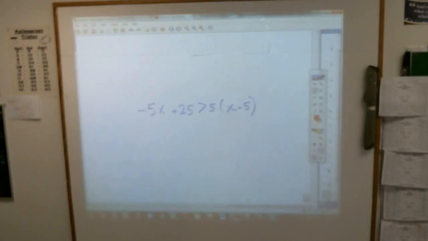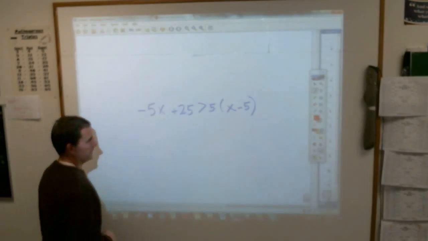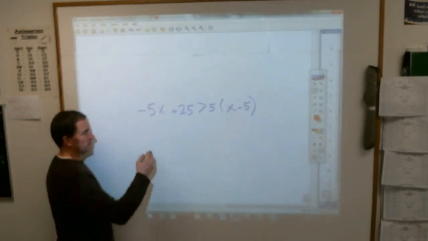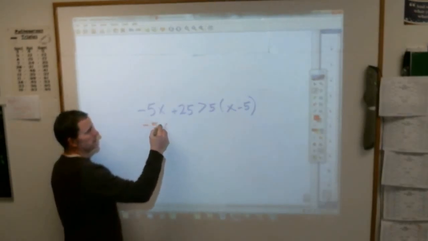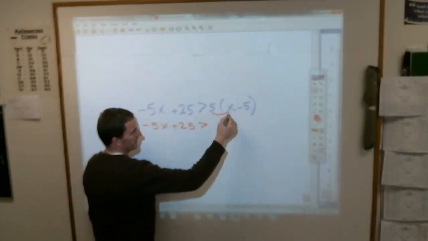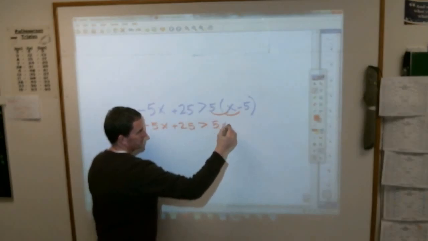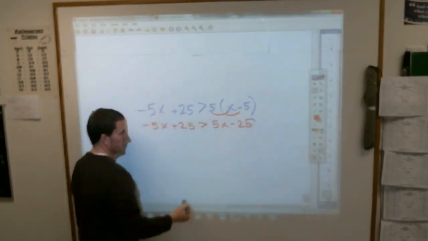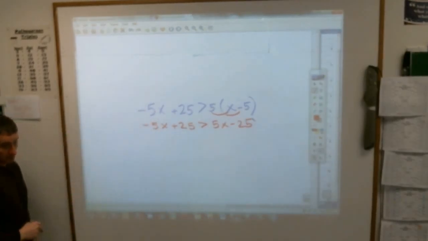This is no more complicated than equations. You got some answer somewhere. First thing you would do is the distributive property with this 5. 5x minus 25. Everybody do that first? Please say yes. Yes. Alright, now here's where you have to make a decision.